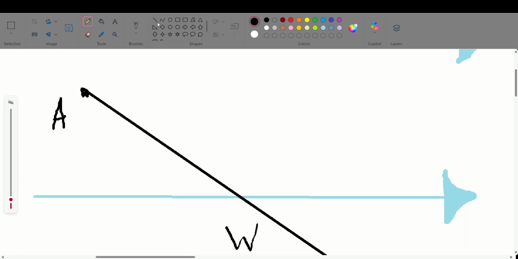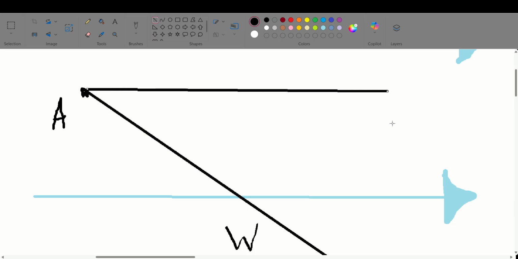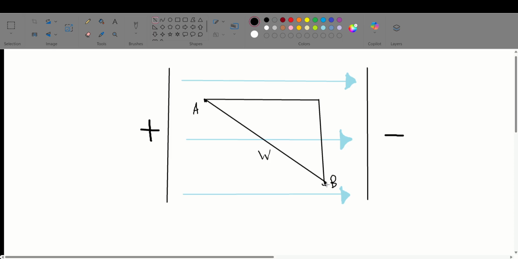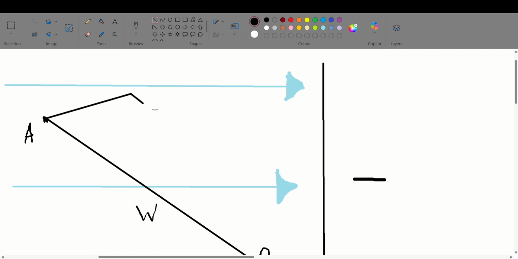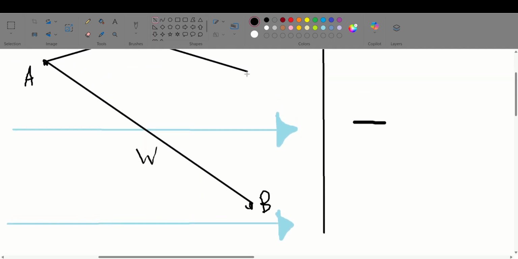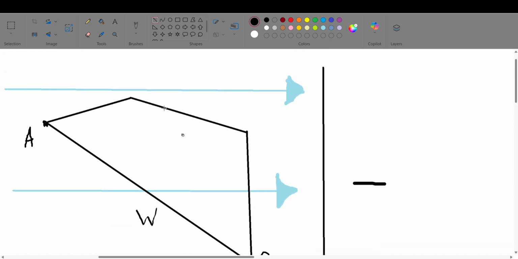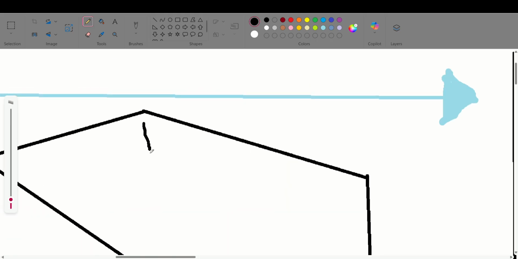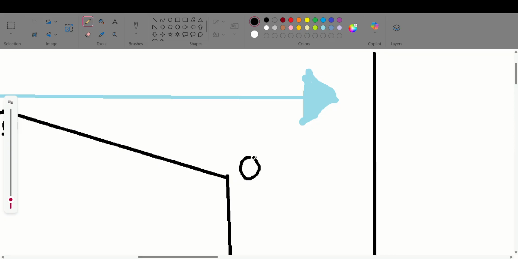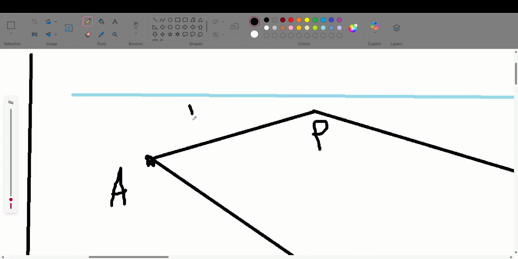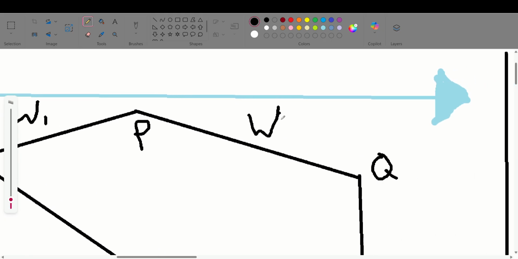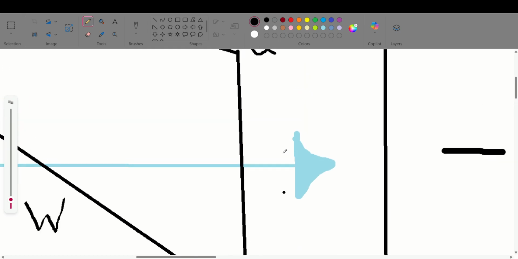Now let's go along an alternate path as such. Now let's say that the work done in moving from point A to, let's call this point B. Let's actually change it a little bit. Now let's call this point P and this point Q. And now the work done in moving the charge from A to P would be W1. From P to Q is W2, and from Q to B is W3.